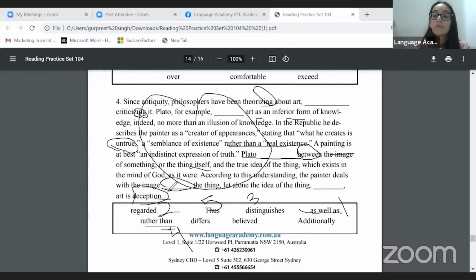So we have to be careful about whether the context is positive. Does the writer want to write a positive sentence or a negative sentence? Otherwise our answers can go wrong.